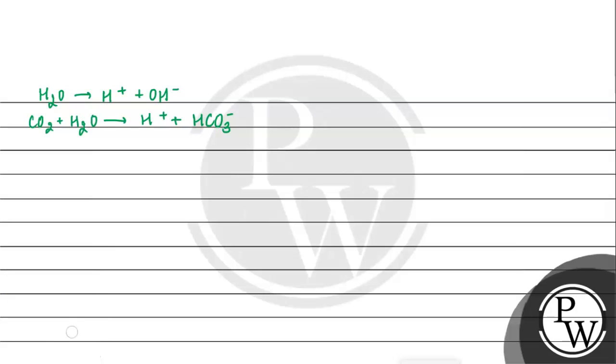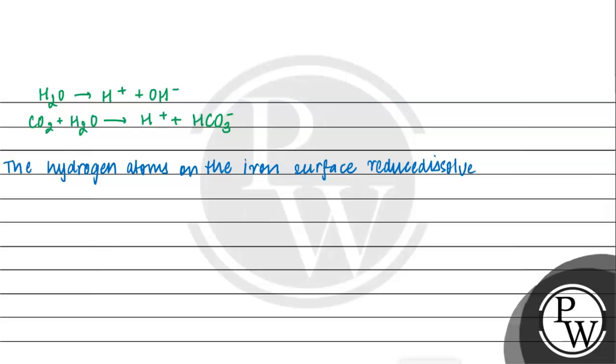So further moving on to the question. The hydrogen atoms on the iron surface reduce dissolved oxygen. तो हम इसका केमिकल रिएक्शन लिख सकते हैं. 4H+ plus O2 gives 2H2O.